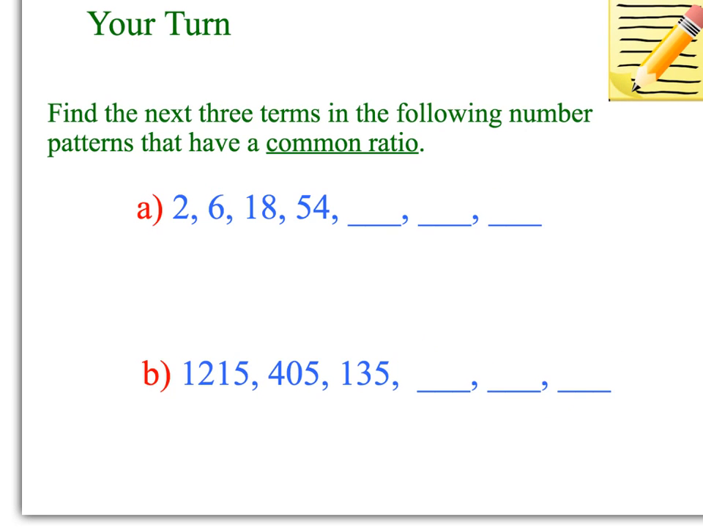Okay, now have a go at these ones. Going to get a bit harder as we get further along. So these ones, you need to find the next 3 terms in these number patterns, and these have a common ratio. So this means that you need to multiply or divide to find the answer to this one. So pause the video and see if you can figure it out.